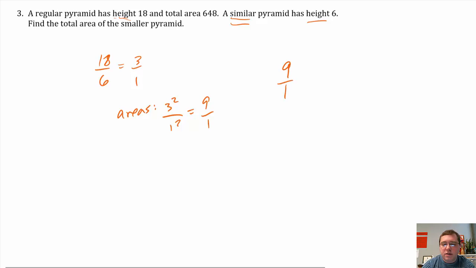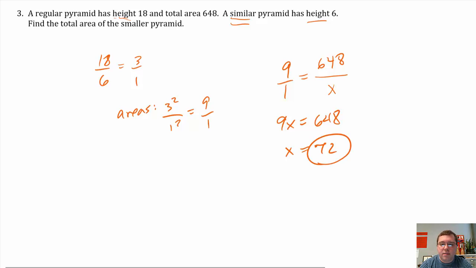So we'll set up a proportion to be able to go from one area to the other. 648 was the bigger one, so it corresponds with 9, which goes with the bigger pyramid. And we'll call the one we don't know, the area of the smaller pyramid, x. And we remember we solve proportions by cross multiplying. 9 times x equals 648 times 1, which is 648. And then 648 divided by 9 is 72. So 72 is the area of the smaller pyramid. So if you have the scale factor, square it to get to the ratio of the areas, and then use the proportion to go from one of the areas to the other. If you were doing a problem on volume, you would cube the scale factor and then set up your proportion with that ratio.